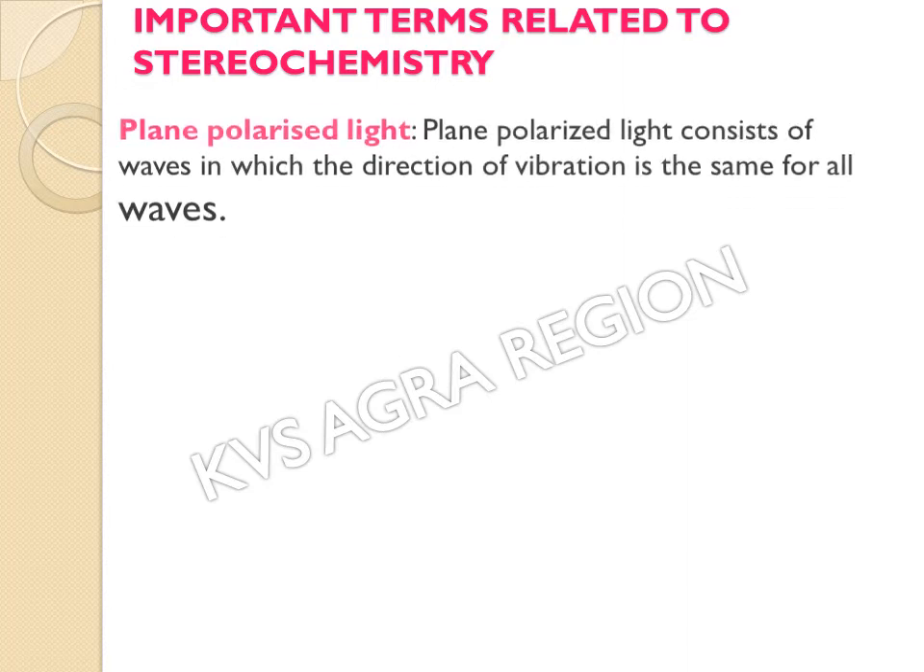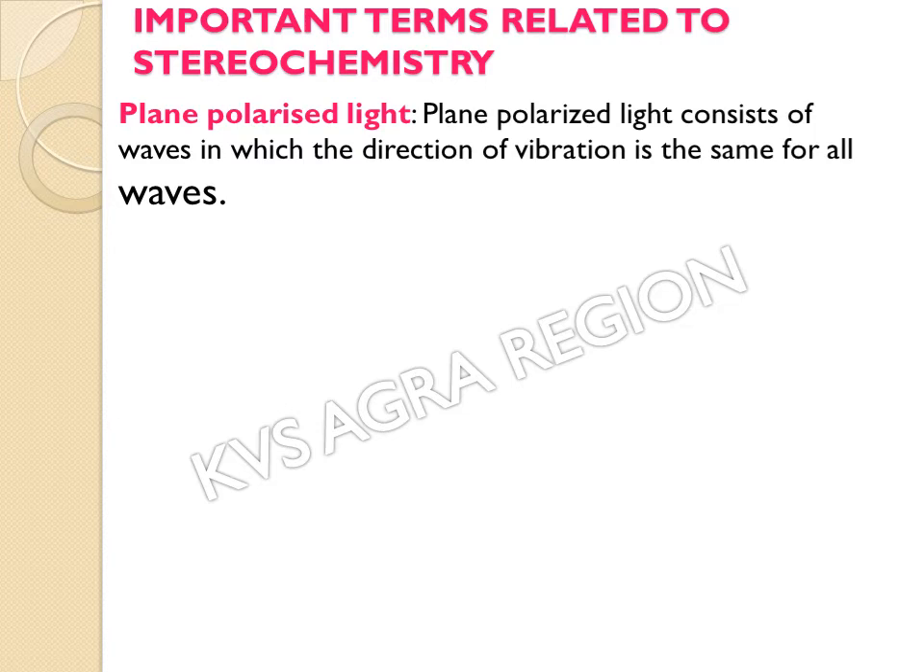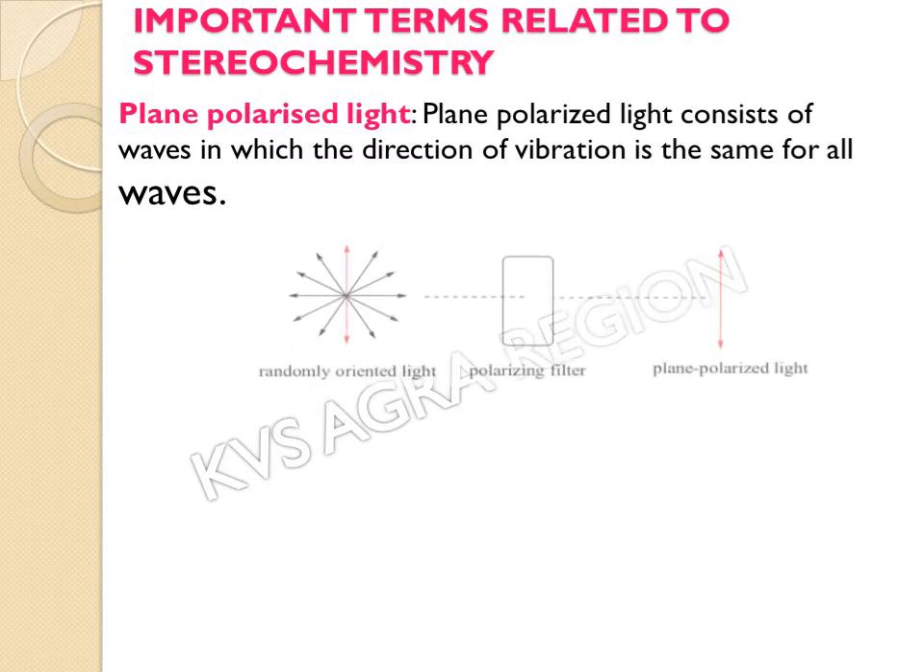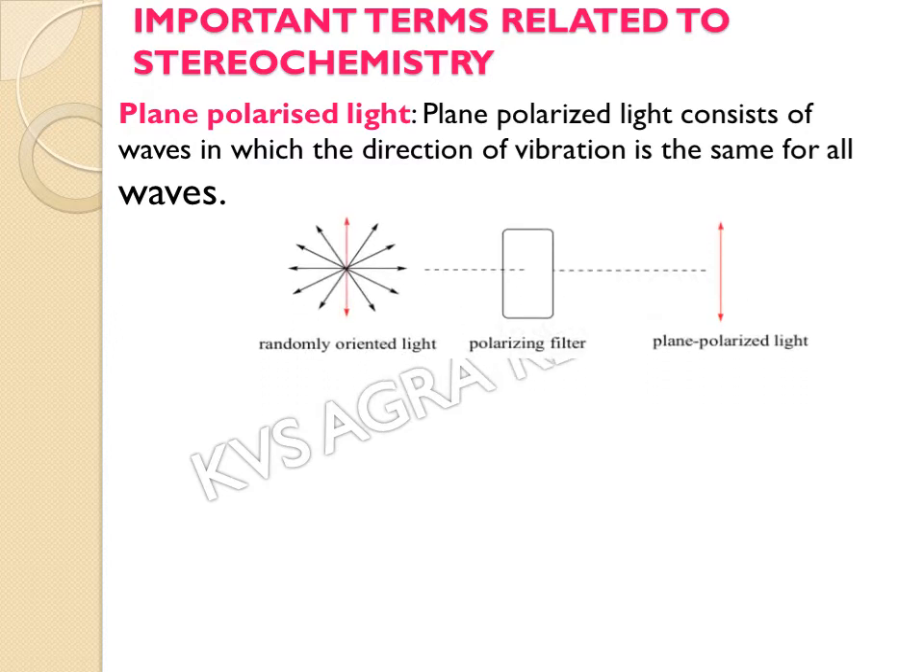Now some important terms related to stereochemistry. The first is plane polarized light. The plane polarized light consists of waves in which the direction of vibration is the same for all waves. Let's see how. You can see here the randomly oriented light where it is in all the direction, but after passing through polarizing filter it starts vibrating only in one direction, and this is known as plane polarized light.